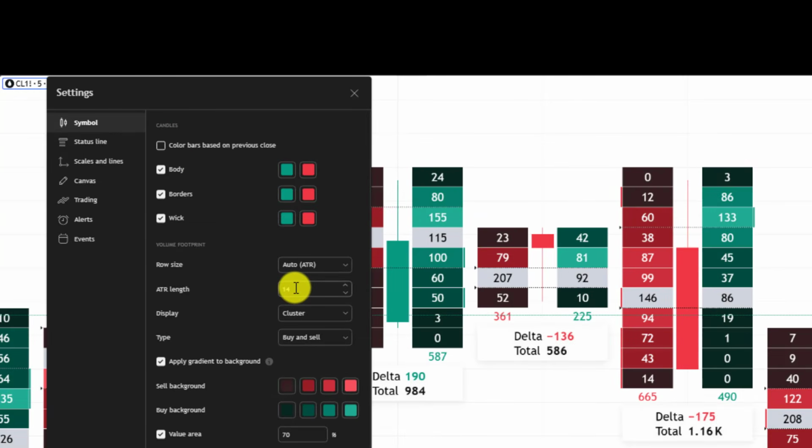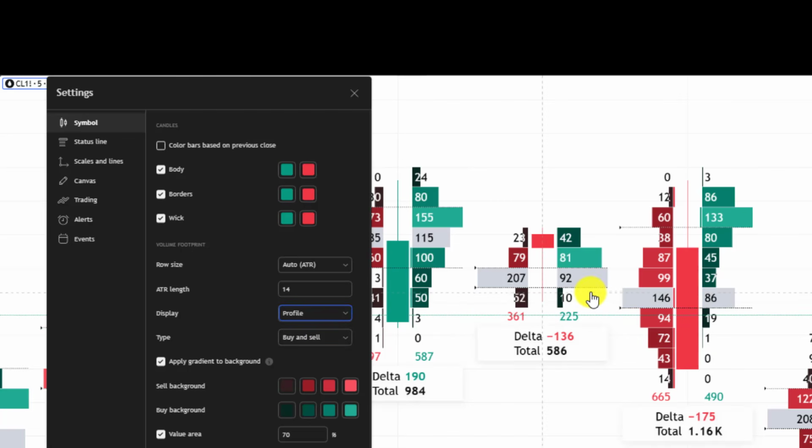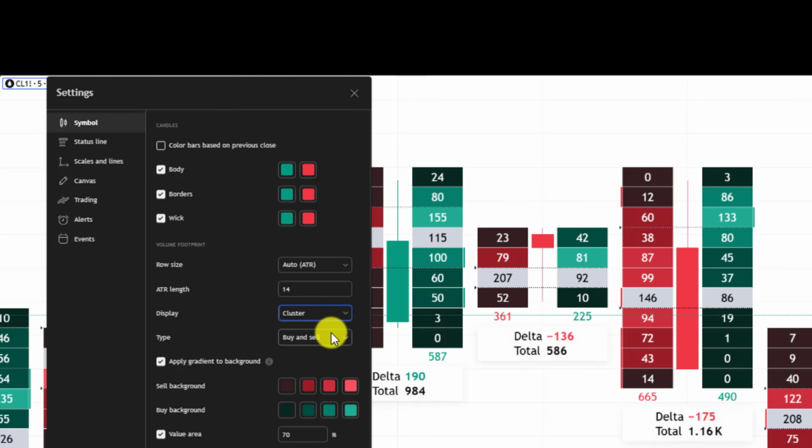Now we're going to start with the display. You've got an option here, cluster or profile. Profile, you might have seen that sort of thing, volume profile before. Actually, I'm going to keep it as the cluster because that's the core view, and I think it's best for seeing the clarity around the bid ask, the delta, the total.